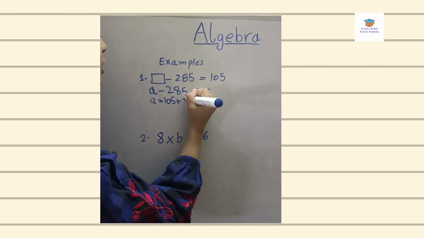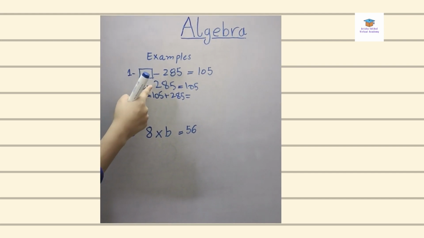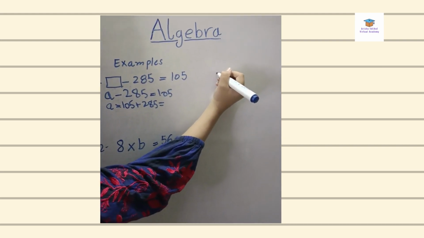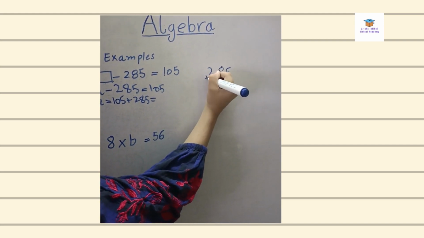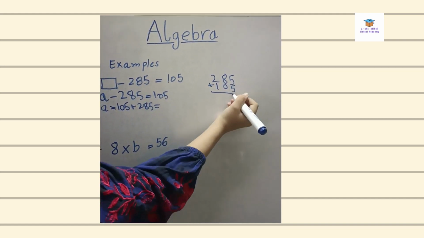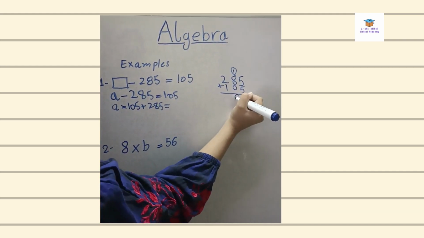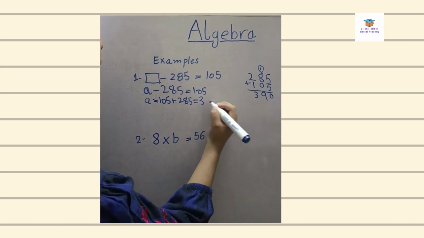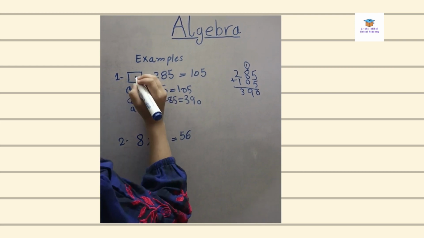105 plus 285. So in this subtraction will convert into addition. So now let's do the working. 285 added by 105. 5 plus 5 is 10, 0 goes down, 1 goes up. 8 plus 1 is 9. 2 plus 1 is 3. Our answer is 390. So A equals to 390. So we will write A here.